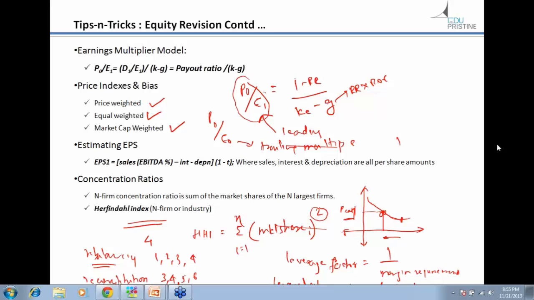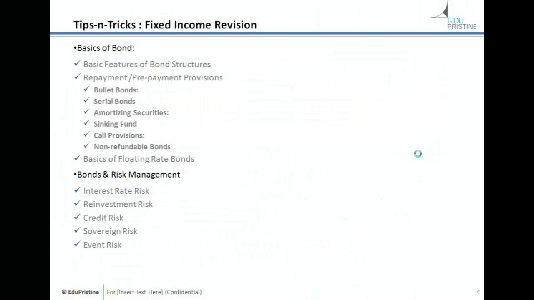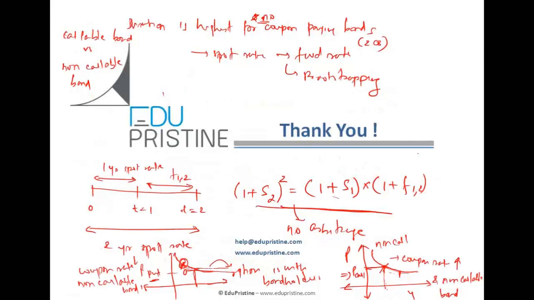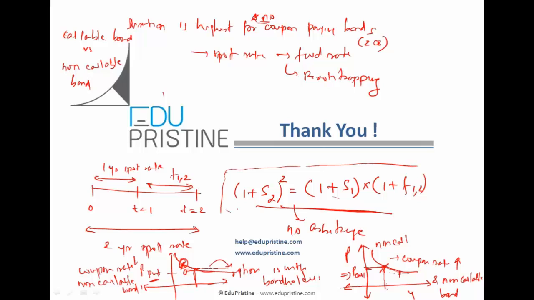So basically, what is the meaning of the word bootstrapping? Bootstrapping is nothing but referring to a concept where one is calculating the forward rates from the spot rates, or it is a concept which links the forward rates and the spot rates, and the linking is done by the relation which I showed. So basically, this is the relation between the spot rates and the forward rates, and this is also called the method of bootstrapping.